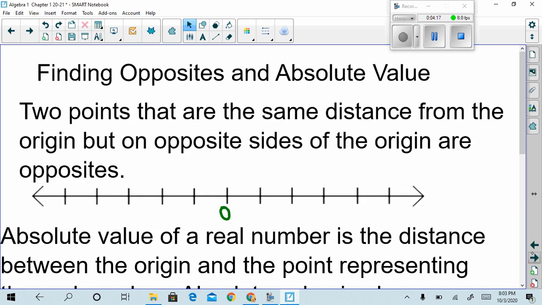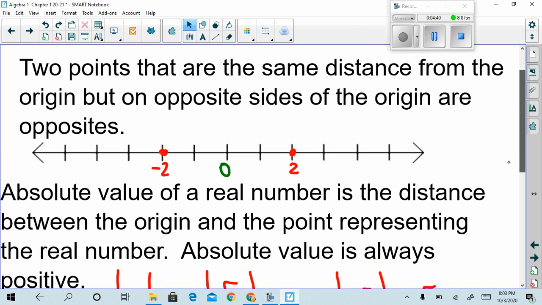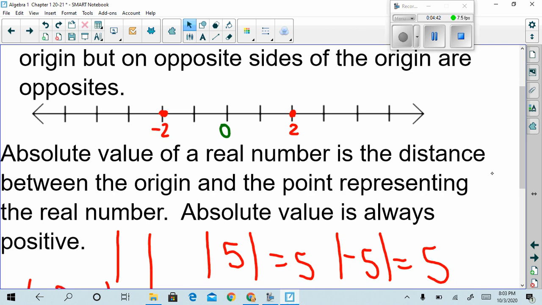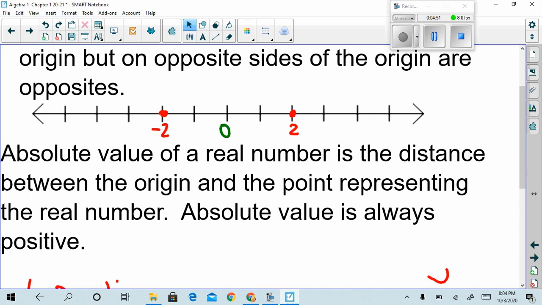So I mentioned opposites and absolute value. Well, 2 points that are the same distance from the origin but on opposite sides of the origin are called opposites. If I have 2 at this interval and I go 2 spaces in the other direction beyond the 0, I have my -2. Those are opposites. The term absolute value refers to a number's distance from 0. So if we're looking at a number's distance from 0, we might find ourselves with a positive number because distance is referred to in a positive measure.